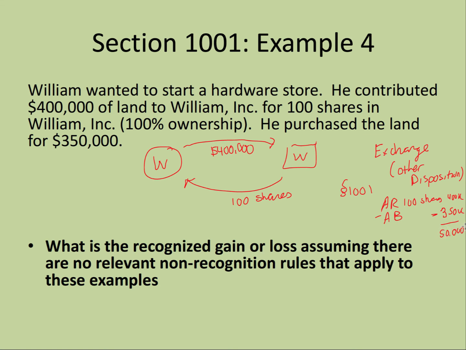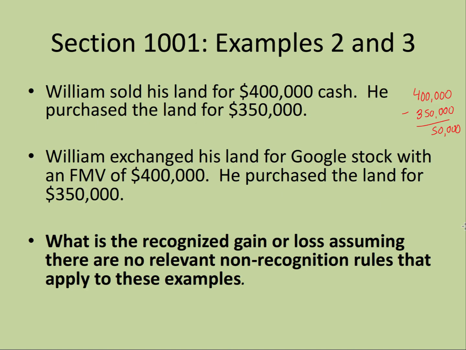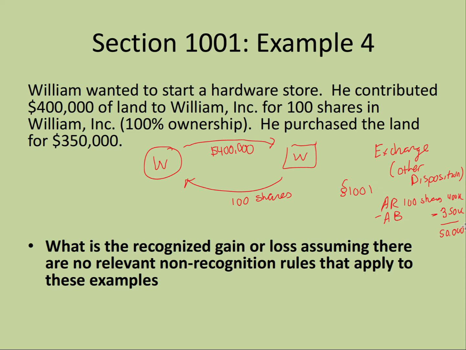If you go back to examples 2 and 3, you'll notice that we had a $50,000 gain there and it had to be recognized. Here, though, William is simply moving money from one pocket to the other. What do I mean? Well, before the transaction, William had the land. After the transaction, William has stock, but he controls the corporation that owns the land, and he could easily transfer it back to him because he has control of the corporation. We'll learn what control is later under the law, but he has control.